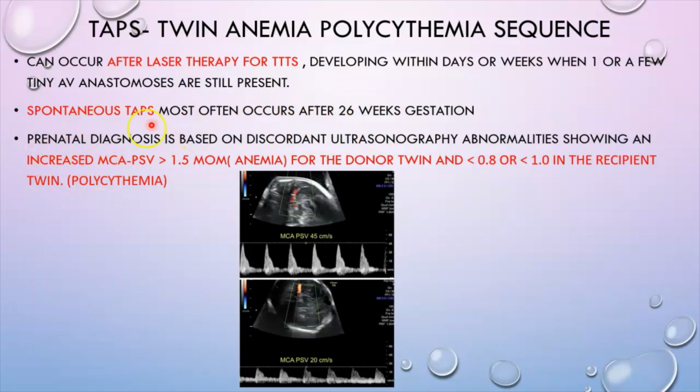Now, we can diagnose this prenatally by discordant ultrasonographic abnormalities which show an increase in the MCA-PSV of more than 1.5 multiples of the median. Why? Because of anemia in the donor twin, and less than 0.8 or 1 in the recipient twin because of polycythemia.